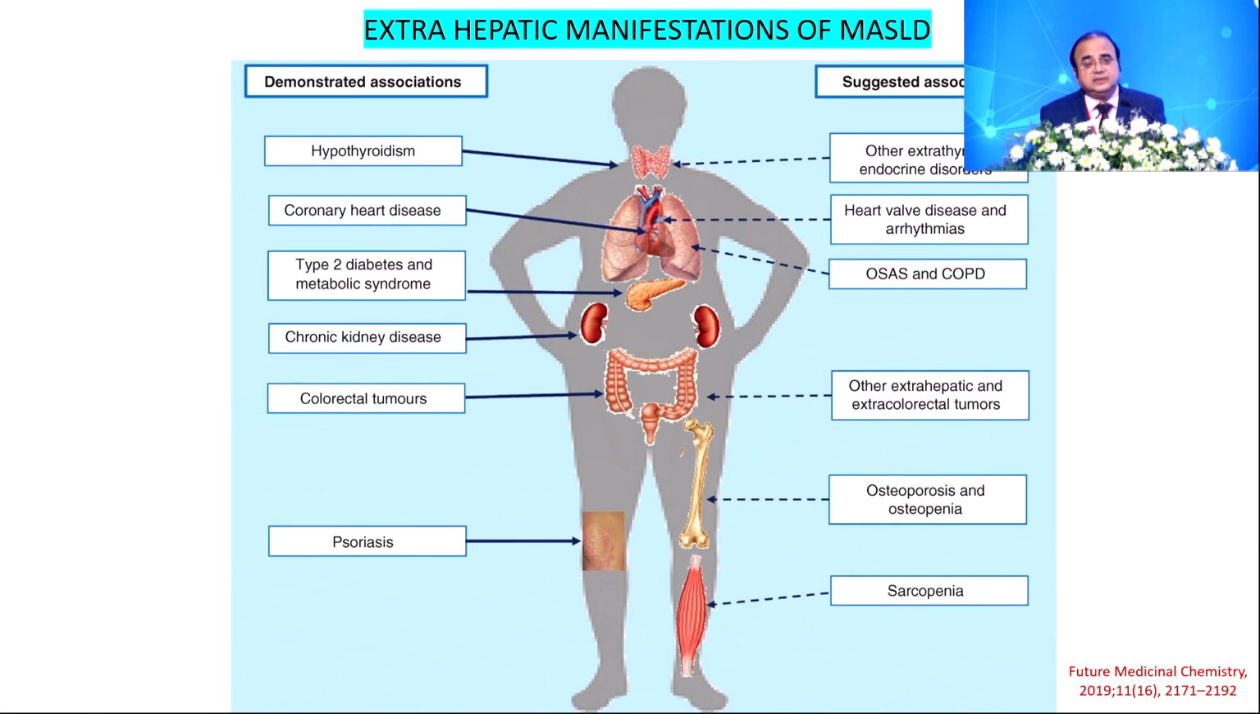If you look at this, you will find that the mortality in any patient with MSLD is not because of liver-related causes. Liver-related issues or malignancies are only the third cause. The first cause is cardiovascular disease, so any patient who has MSLD is at risk for cardiovascular disease. After that come extrahepatic cancers, like colorectal cancers, which are very common. COPD and OSA are also associated with MSLD.